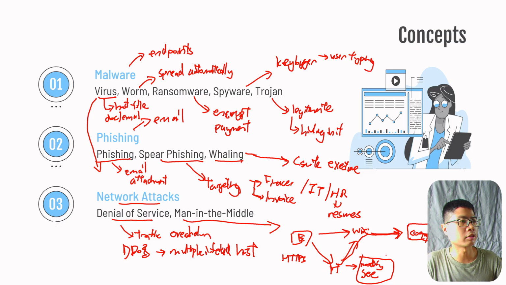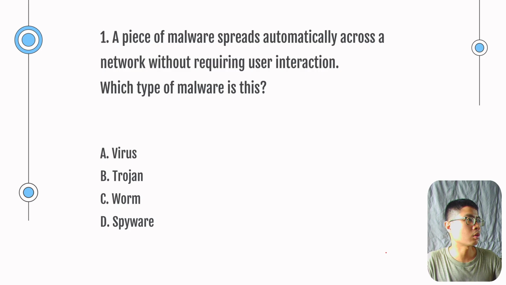Okay, let's quickly take a look at some of the questions. Question 1. A piece of malware spreads automatically across a network without requiring user interaction. Which type of malware is this? And so again, the keyword here, spread automatically, it tells us that this is a worm.